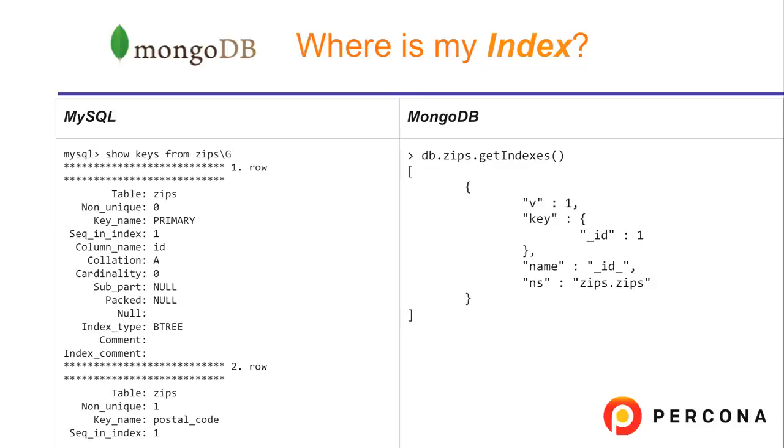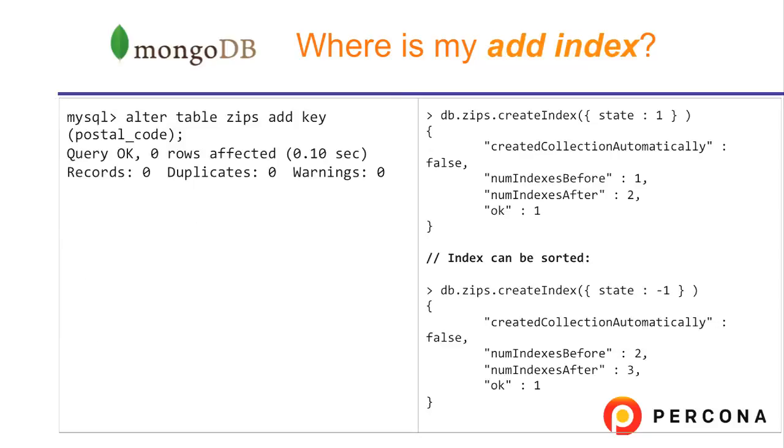Now, how do you create an index? In MySQL, we do alter table, add key, or we do create index. In MongoDB, we use this db create index.